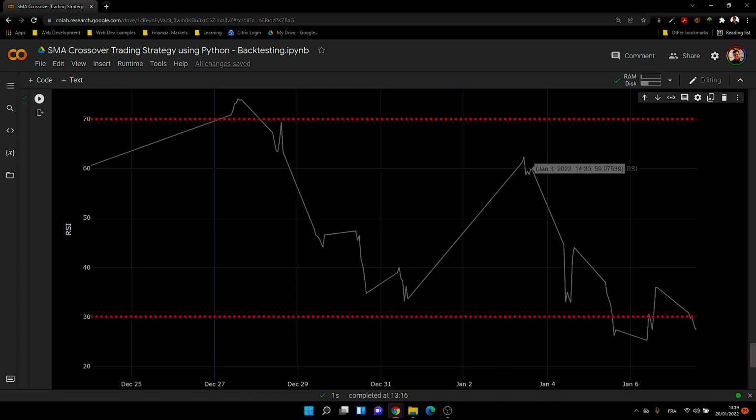If we magnify this here, as you can see, on the 3rd of January, we went into an overbought range as well.